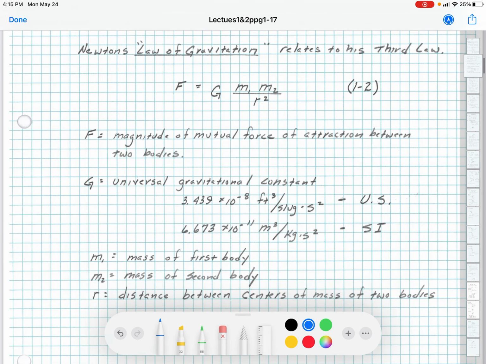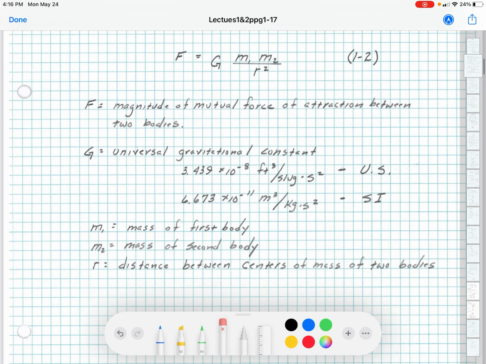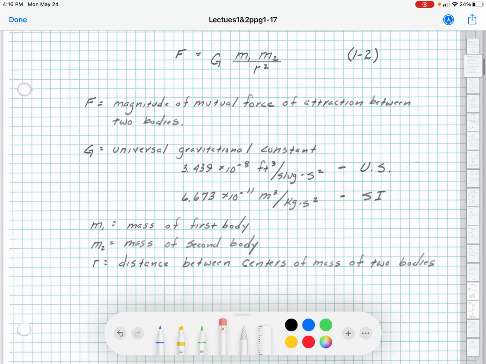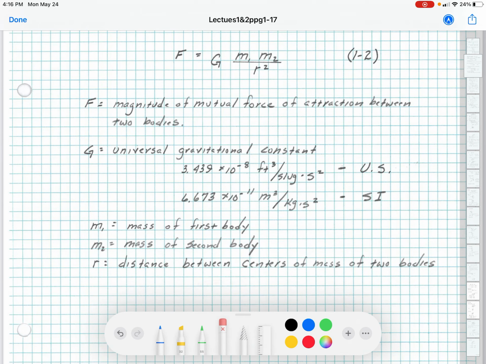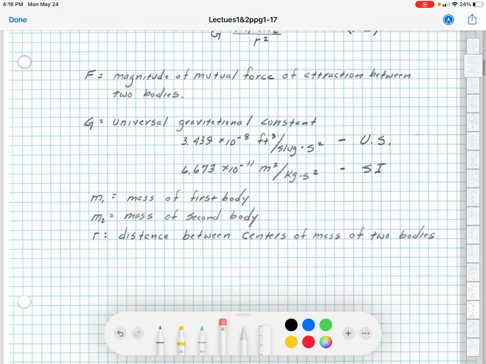So Newton's law of gravitation, that's the law we're talking about, says the force is equal to the gravitational constant times the mass of one object times the mass of the other object over r squared, which is the distance between the centers of the two bodies. If you're talking about an object on the surface of the Earth, then that r is the radius of the Earth, right?